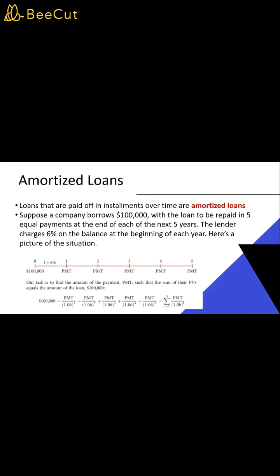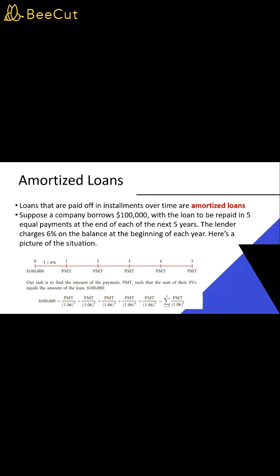The example is: suppose a company borrows 100,000 with a loan to be repaid in 5 equal installments at the end of each of the next 5 years. The lender charges 6% on the balance at the beginning of each year. So in this situation, a company has borrowed 100,000 and is going to repay it in equal installments at the end of each of the next 5 years. Obviously, if somebody is giving a loan, they want to make some income on that loan, so they charge a certain amount. In this case, they are charging 6%.